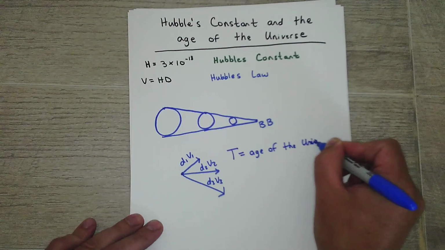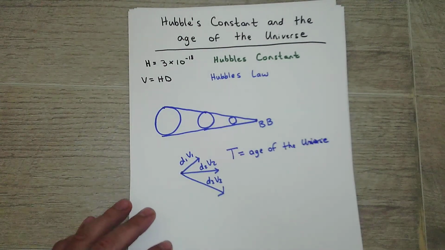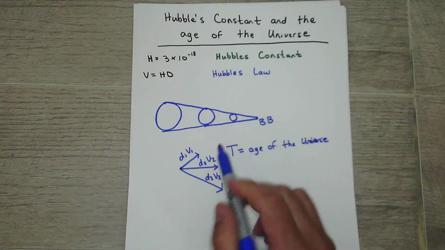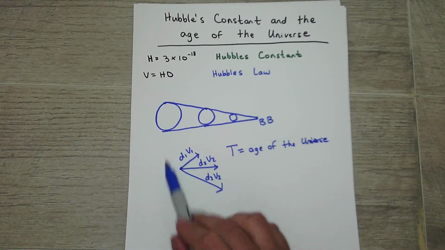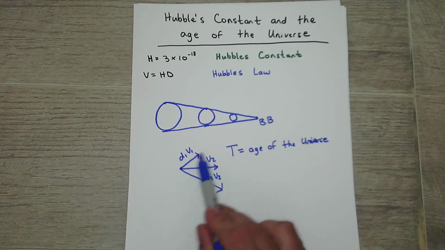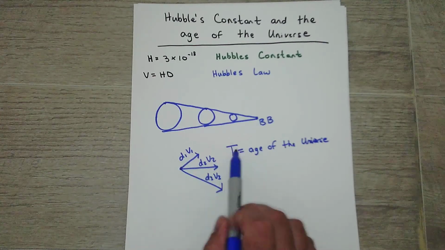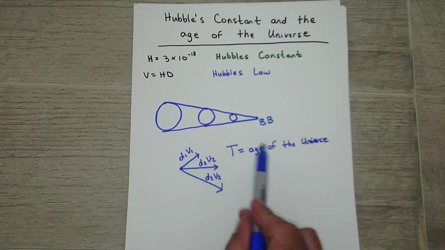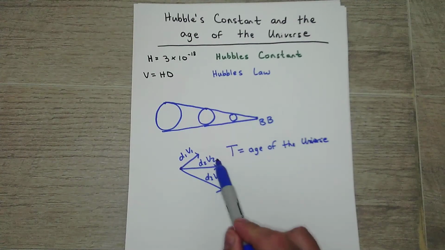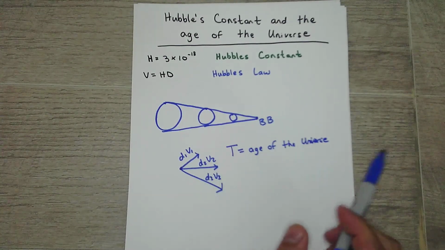Well, okay, so the age of the universe. Basically, all the objects might have their own distance and their own velocity. However, they're all contained within the universe, so they've been traveling for the same amount of time. So that is one thing that is constant.